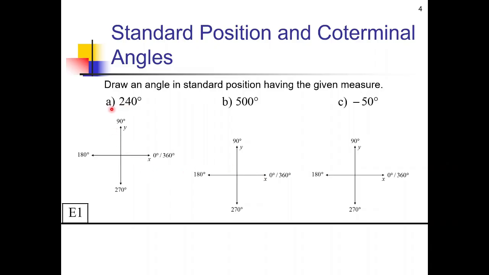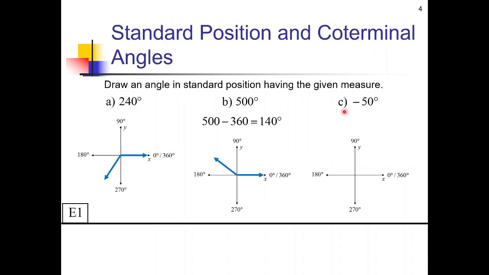So 240 is already between 0 and 360, so I don't have to do anything to it numerically. And it's between 180 and 270 specifically. And it's going to be a little closer to 270. So this angle right here would be 240 degrees. Coming over here to 500, that's bigger than 360. So to get on this standard range, I want to subtract 360 from that. 500 minus 360 is going to give us 140 degrees. So 140 is somewhere here in quadrant 2, maybe a little bit closer to 180, but not by much.